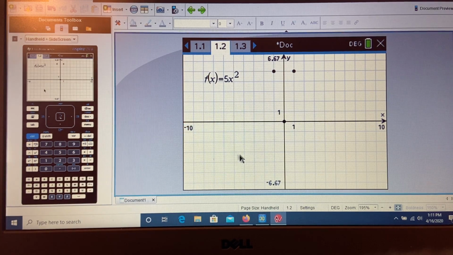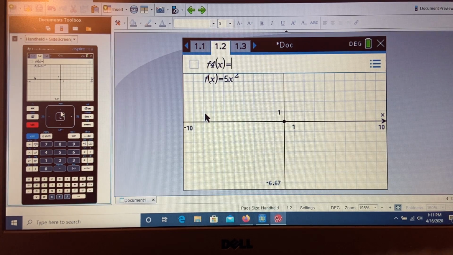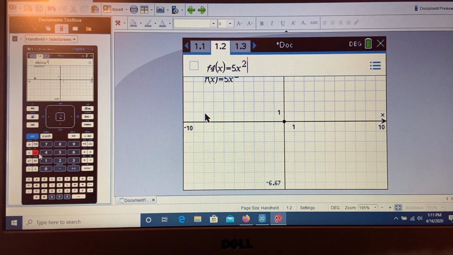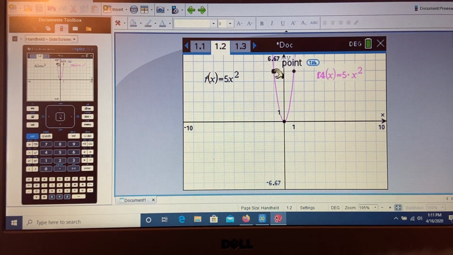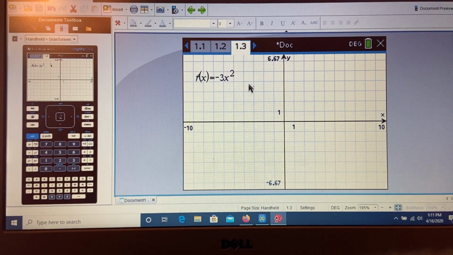So if we want to see if that's correct, going to go ahead and graph that. So we have 5x squared, and we will see if it goes through the points. And you can see it goes through those points right there. So let's look at another one.